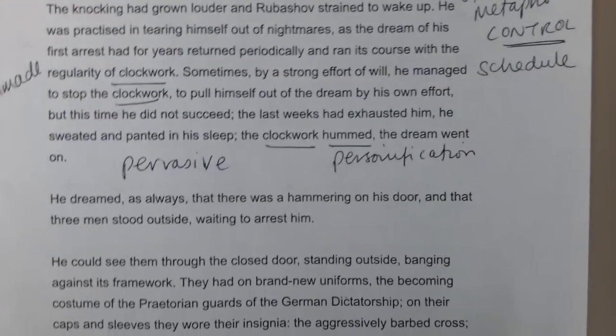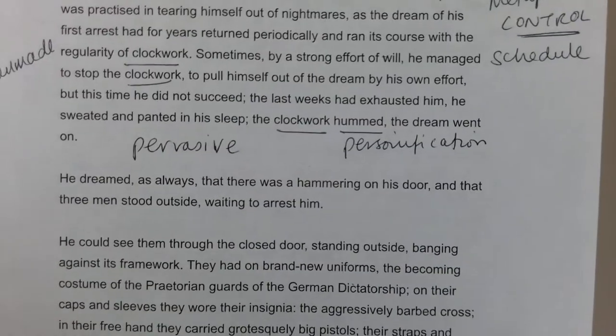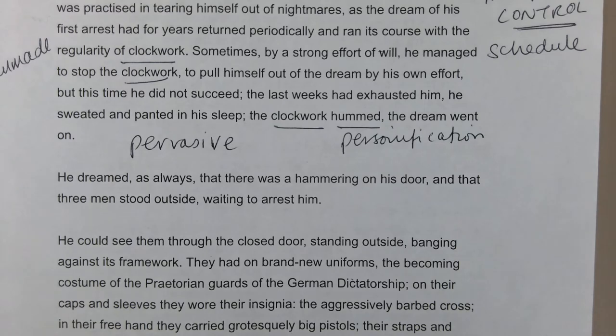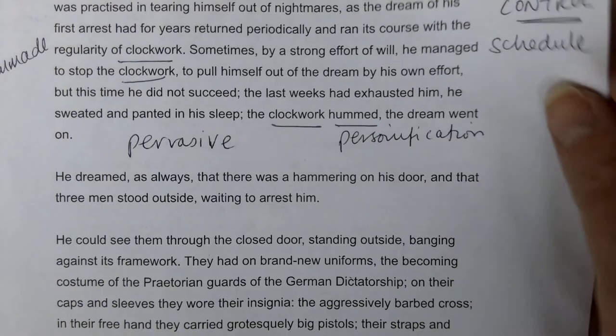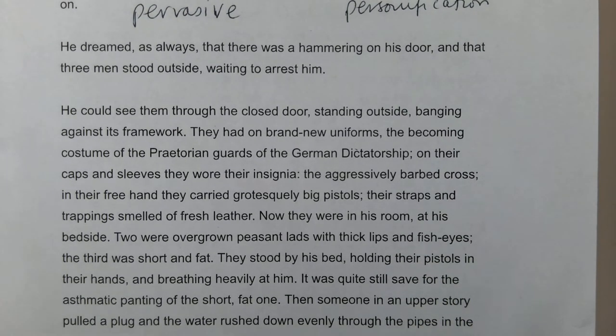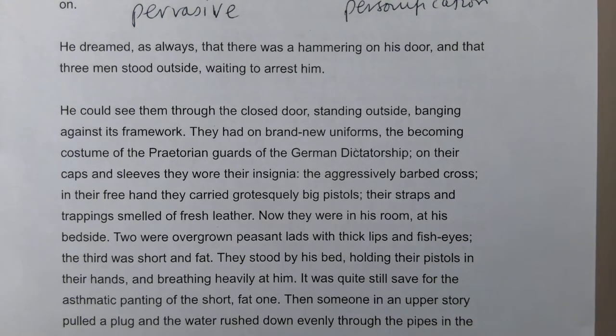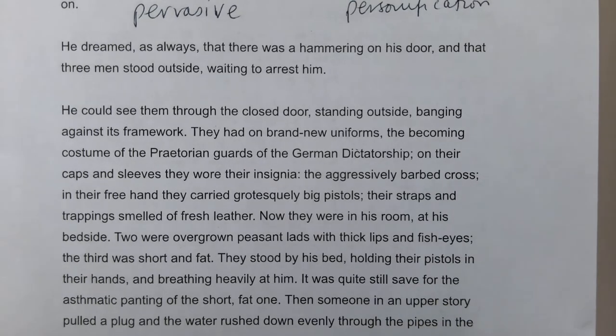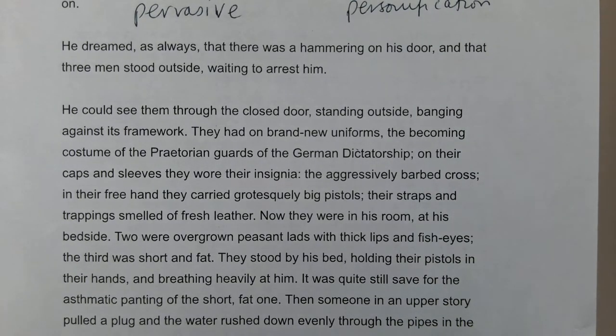He dreamed, as always, that there was a hammering on his door and that three men stood outside waiting to arrest him. He could see them through the closed door, standing outside, banging against its framework. They had on brand new uniforms, the becoming costume of the Praetorian Guards of the German dictatorship. On their caps and sleeves, they wore their insignia, the aggressively barbed cross. In their free hand, they carried grotesquely big pistols. Their straps and trappings smelled of fresh leather.